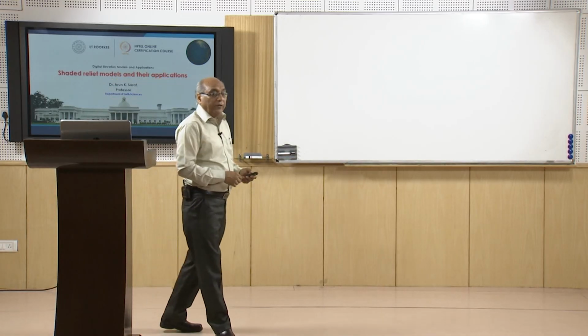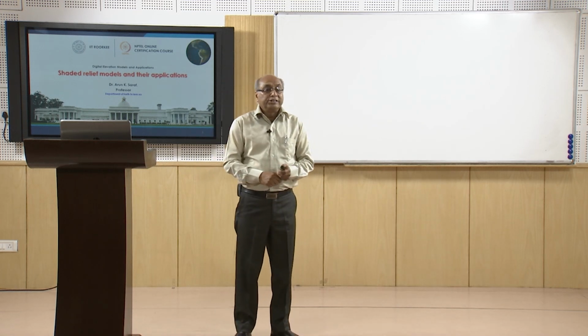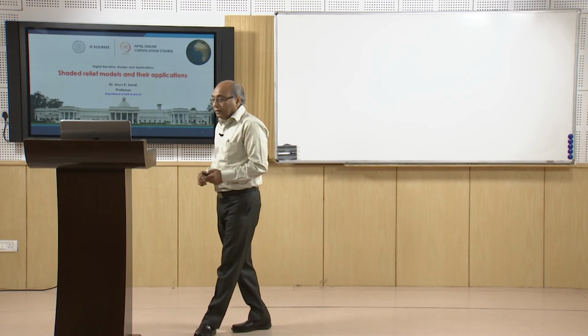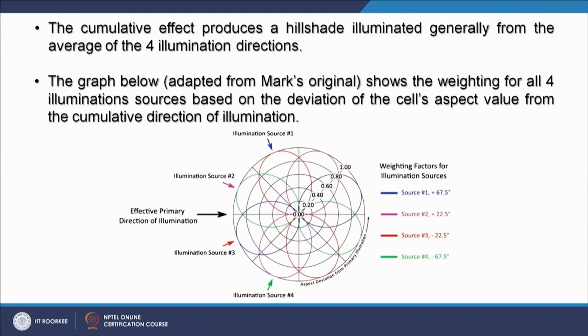The cumulative effect will produce a hillshade illuminating generally from the average of the 4 illumination directions. This graph below illustrates the weights of all 4 illumination sources based on the deviation of the cell's aspect value from the cumulative direction of illumination. As we can see here, the blue source 1 is plus 67.5 degrees, and another illumination source is plus 22 degrees.